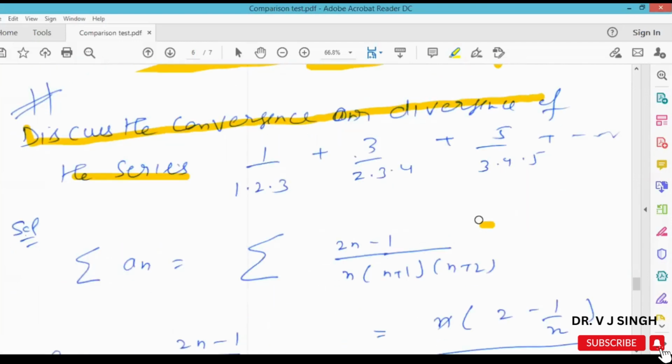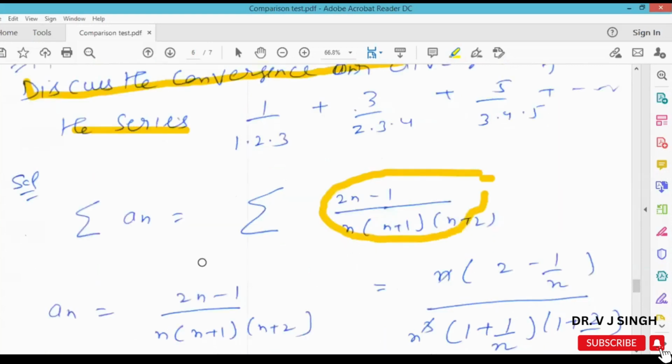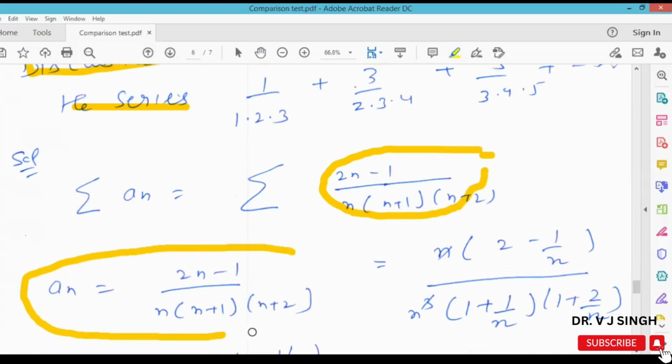So this is your an term. So what is an? First find the value of an. The value of an is always given. So the first step is to find the value of an. But for the comparison test we need an and bn. We want two series, but here there is only one series, an. So mostly to apply the comparison test, we take bn.